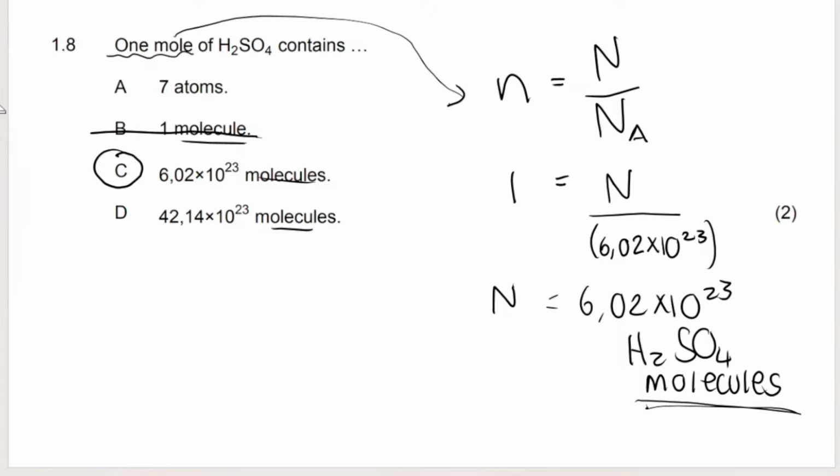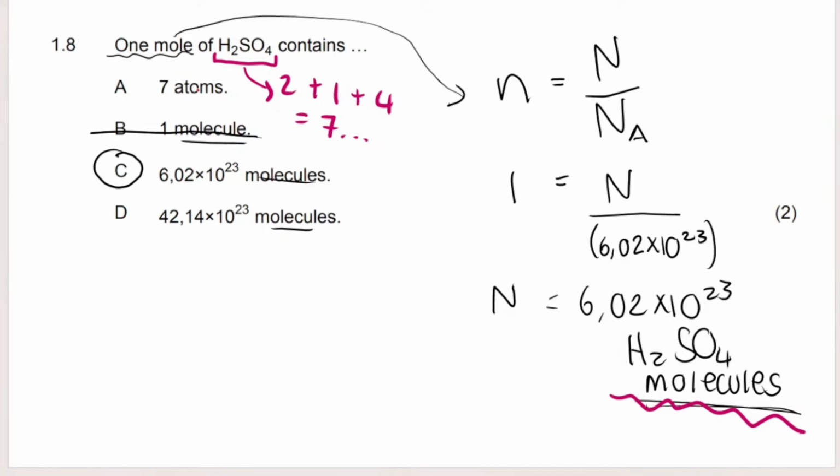I know a lot of you are going to say, but ma'am, the answer is A, 7 atoms. And the reason why you say that is because you look at H2SO4 and you say, I have 2 hydrogens plus 1 sulfur plus 4 oxygens, and that gives me 7. But remember, that is 7 atoms in 1 molecule. I don't have 1 molecule. I have this many molecules. We just worked out how many molecules I have.